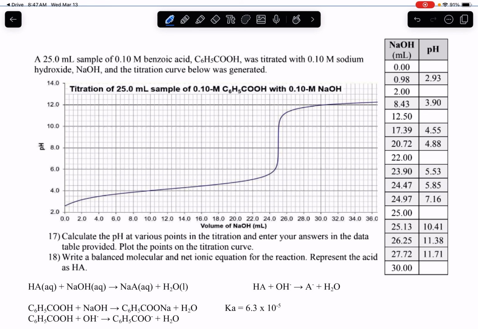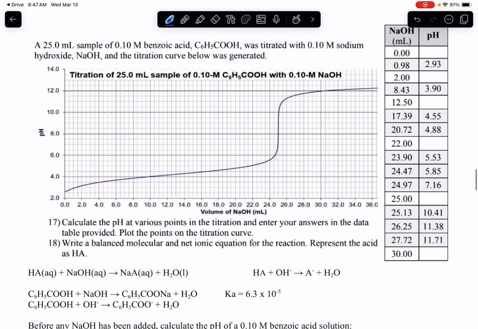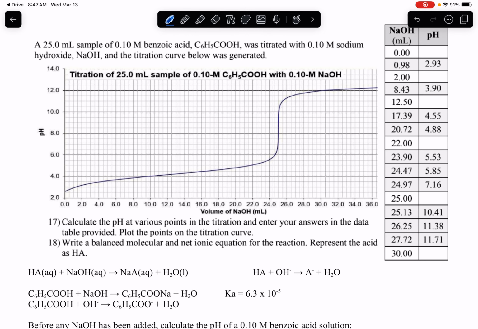This is a continuation of the titration concepts worksheet. We're going to look at the fourth chart in that worksheet, where we are using a 25 milliliter sample of benzoic acid, a 0.1 molarity solution, titrated with a 0.1 molarity solution of sodium hydroxide, the NaOH, and the titration curve below was generated. So this is the first example in this worksheet where we have a weak acid and a strong base. All the rest were strong and strong.